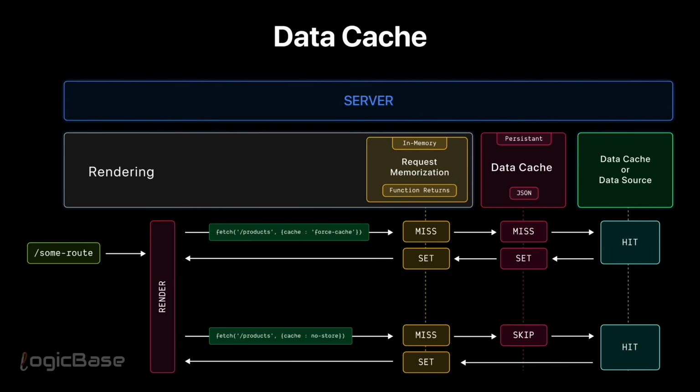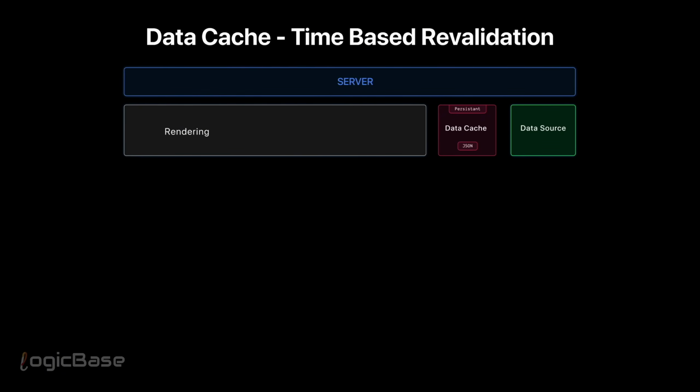Then it's returned to the client. So this is how data cache operates behind the scenes. I walked you through it like this so you can clearly visualize the entire process step by step. Let's quickly take a look at how time-based revalidation flow actually works through a diagram.